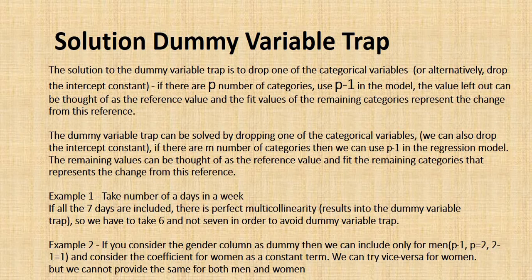The dummy variable trap can be solved by dropping one of the categorical variables. We can also drop the intercept. There are two solutions: either you drop one of the variables of the categorical column, or you drop the intercept.